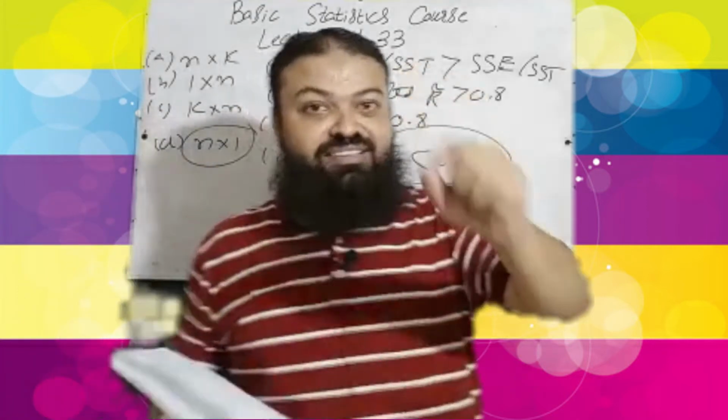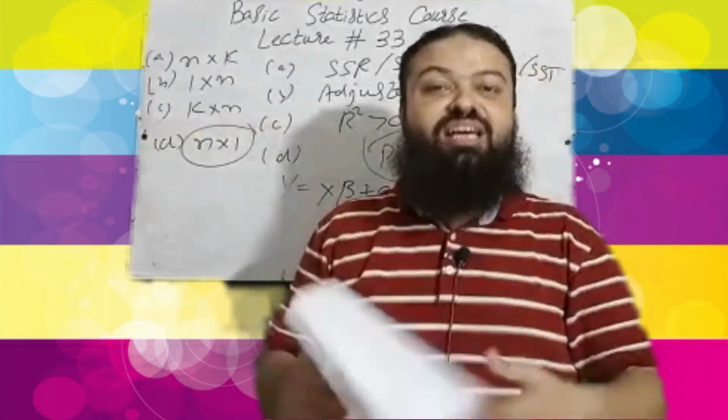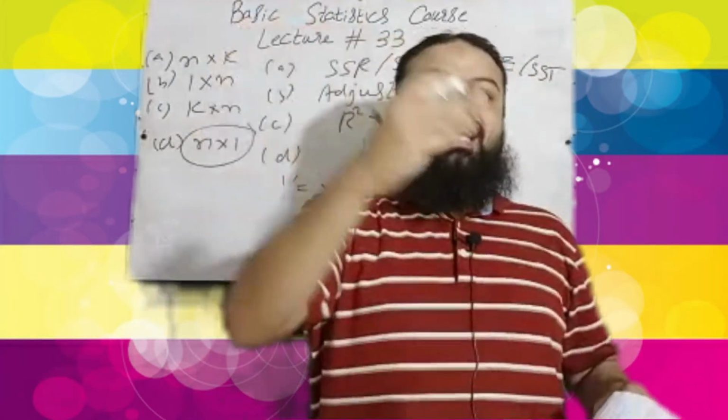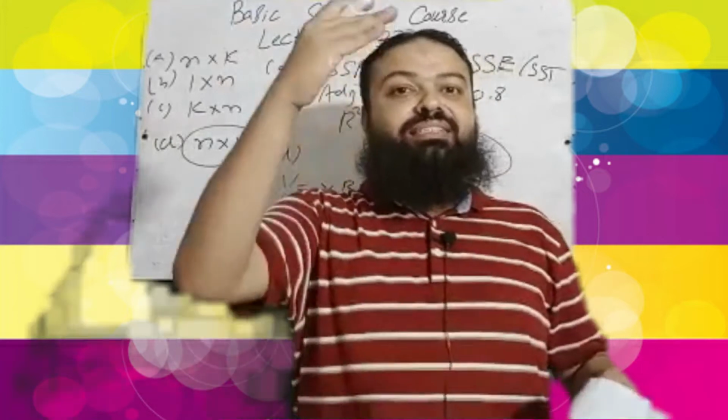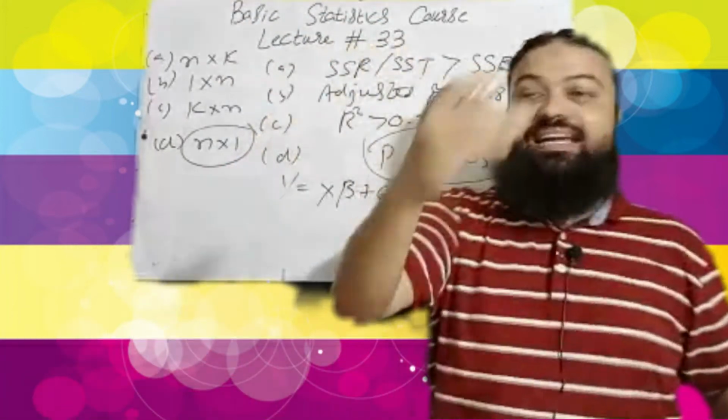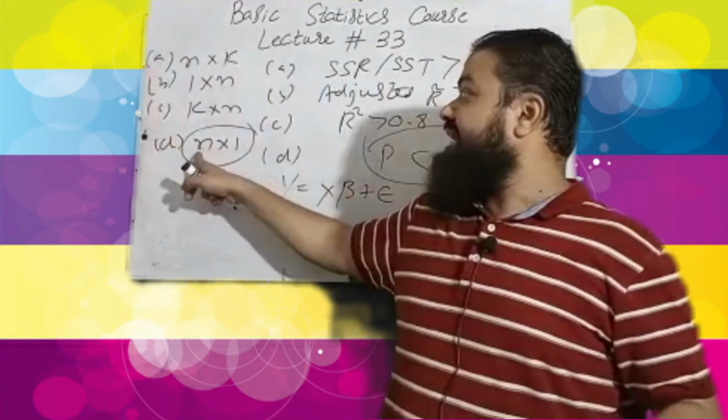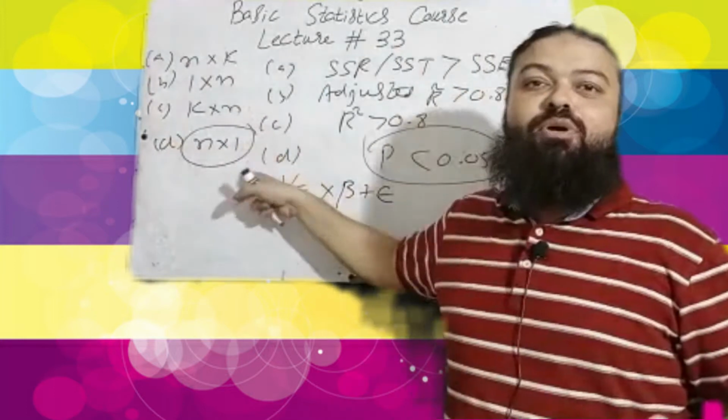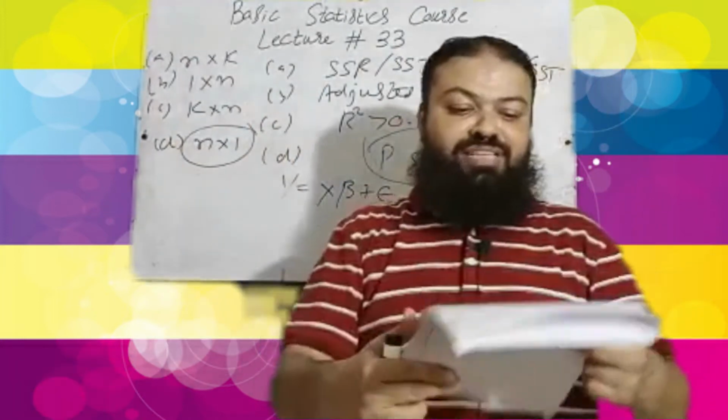The order of the error term in the multiple regression model, when we have n samples and k independent variables, the order of the error term is n by 1, n rows and 1 column. A very important question for all the papers of statistics.